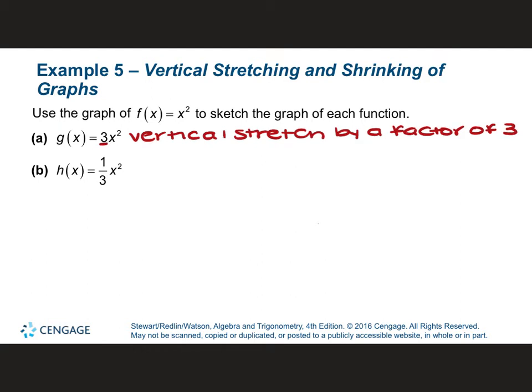For example, B, you have h of x is equal to 1/3 x squared. That 1/3, again, no parentheses visible here. So that 1/3 means that we're doing something vertical. And because it's less than 1, we have a vertical compression by a factor of 1/3.